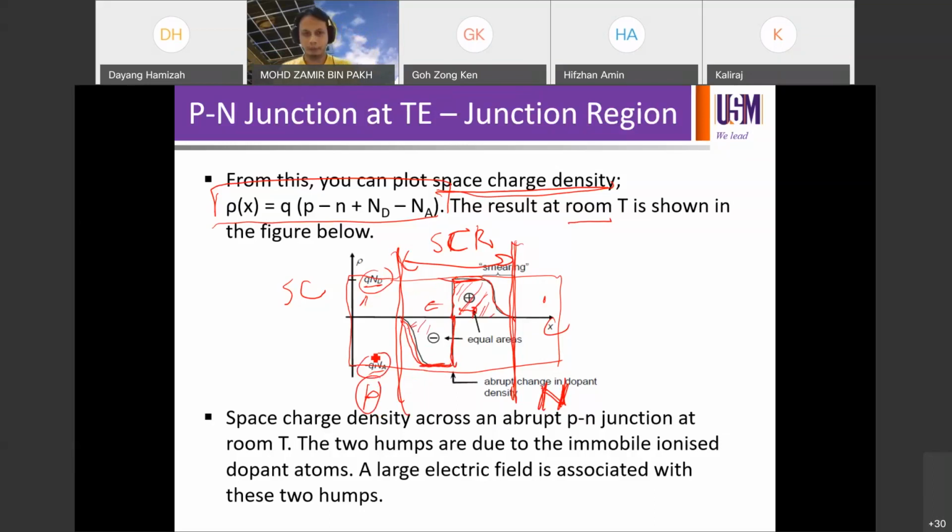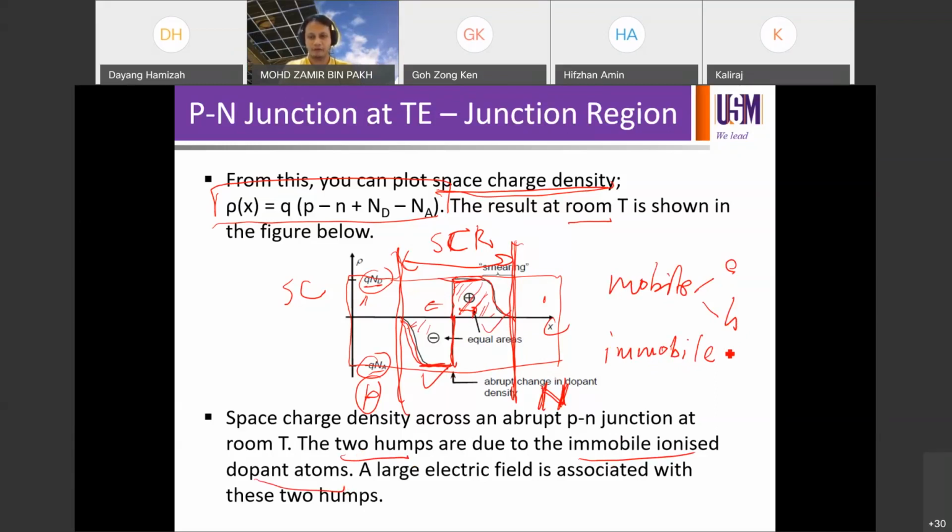So that's how you can plot the space charge density on the y-axis. Space charge density across the abrupt p-n junction at room temperature is given above. The two humps, this one and that one, are due to the immobilized ionized dopant atoms. Remember last time we talked about the mobile charges, which are electrons and holes that are diffusing across, and as a result of the diffusion of both electrons and holes, we're going to be left with immobile ionized charges in the SCR.